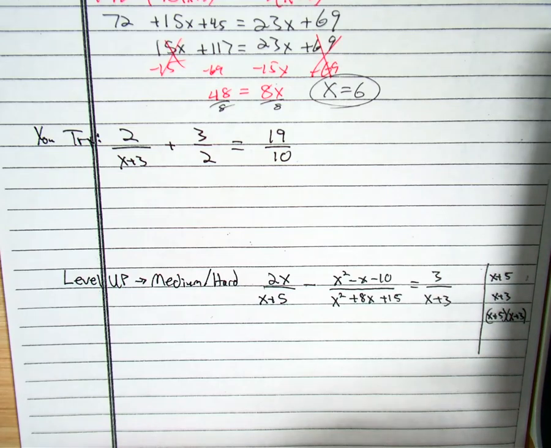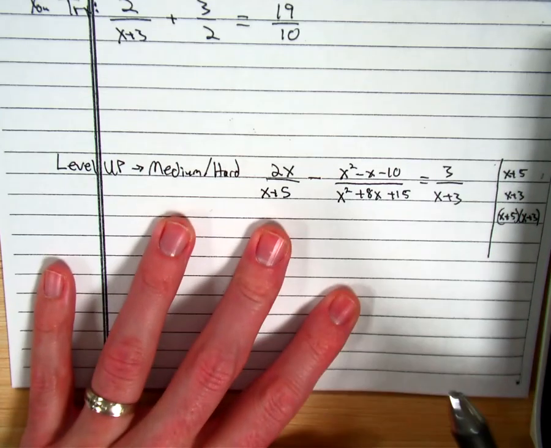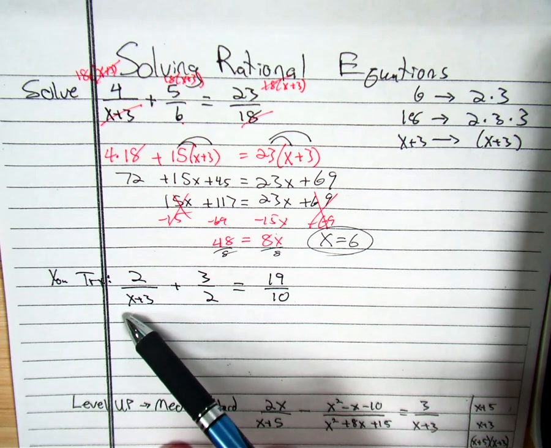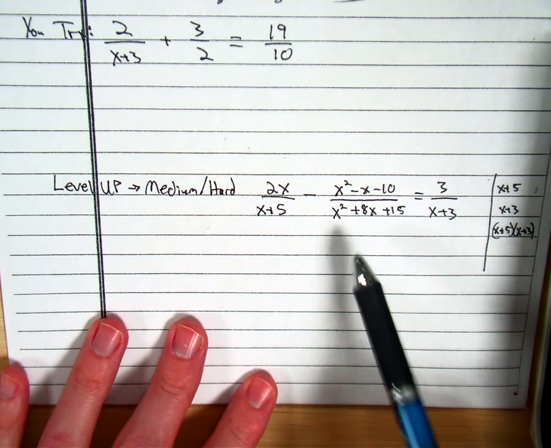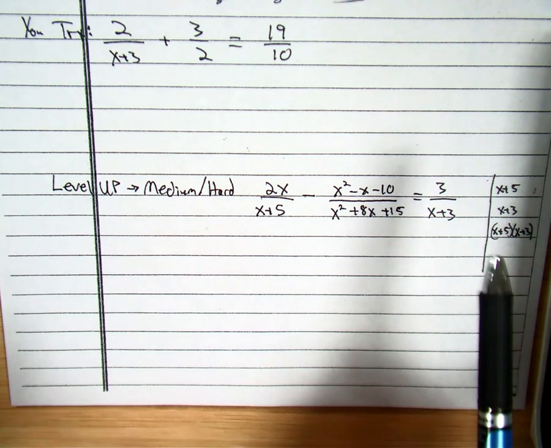Alright, time to level up to the medium problem. Okay, that one just had like one quantity and the rest were all numbers everywhere else. Now we're going to have a lot more quantities. Okay, it looks scary. It's really not.